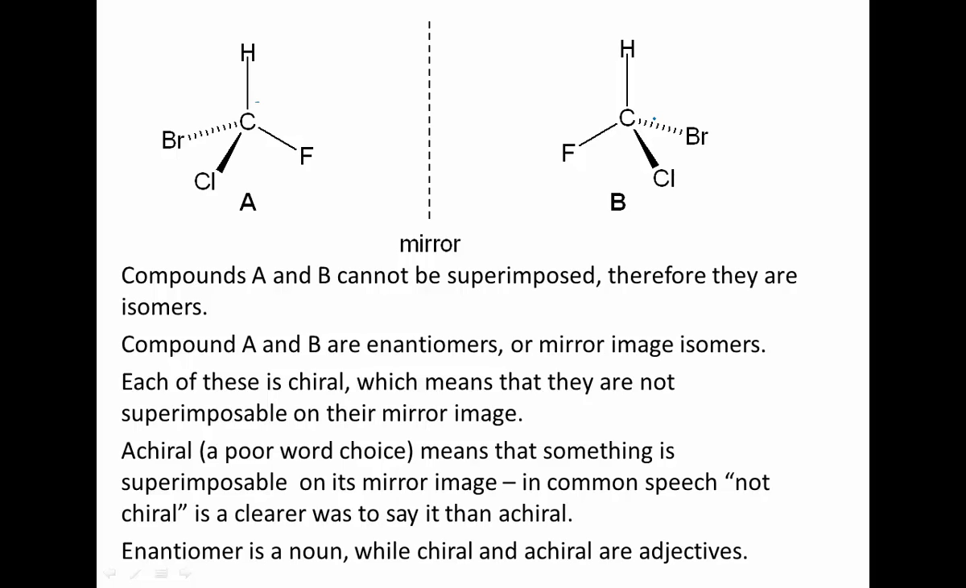It's like your left and your right hand. No matter what you do, you cannot lay your right hand perfectly on top of your left hand or vice versa. Okay, so these are mirror image isomers. It's a very subtle type of isomerism. When two compounds that are mirror images of each other cannot be superimposed, we call each of those isomers enantiomers. This is a very important word, enantiomers, which means mirror image isomers.